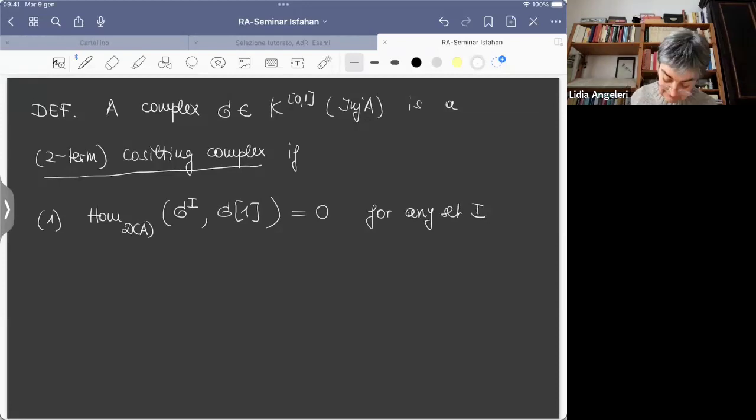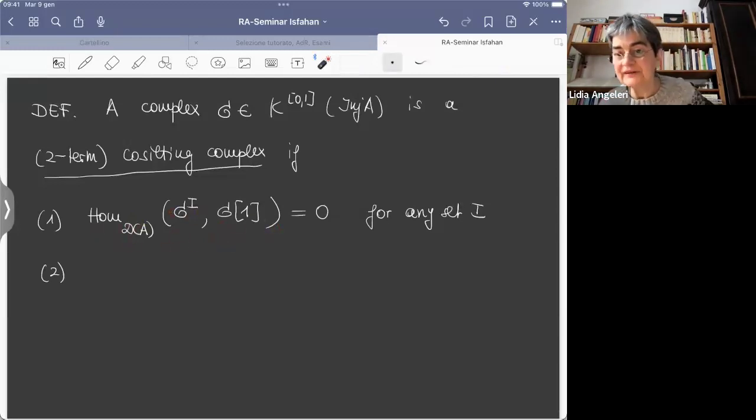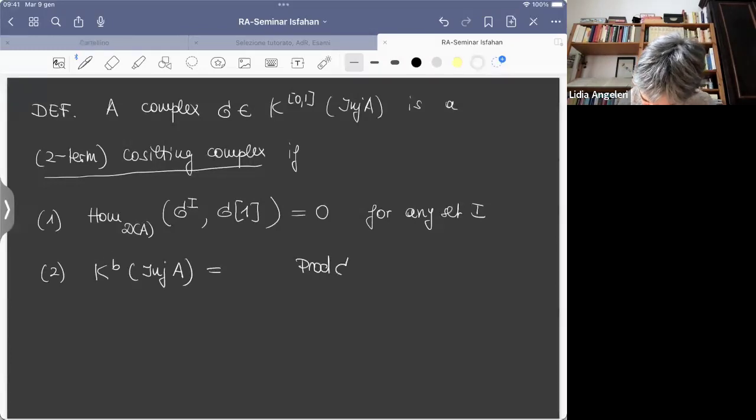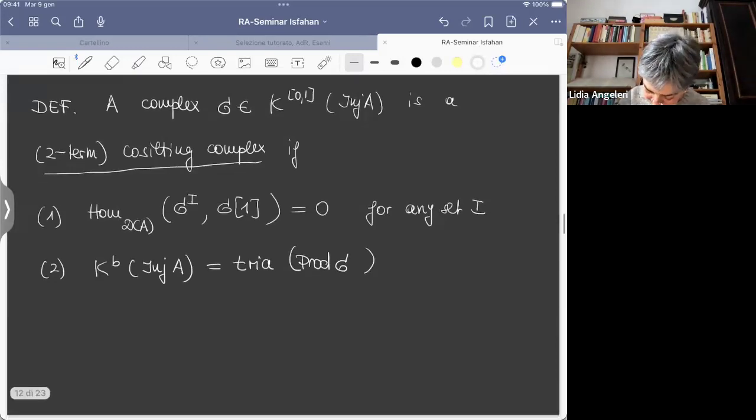And of course, the Homs to higher shifts will also vanish because it's a two-term complex. And secondly, the first condition is a strong form of the non-existence of self-extensions. And the second condition is a condition on generation. So it says that the category of all bounded complexes of injectives can be obtained from sigma by taking first the product closure of sigma and then closing it up under shifts and extensions. So let me explain what I mean by this prod sigma.